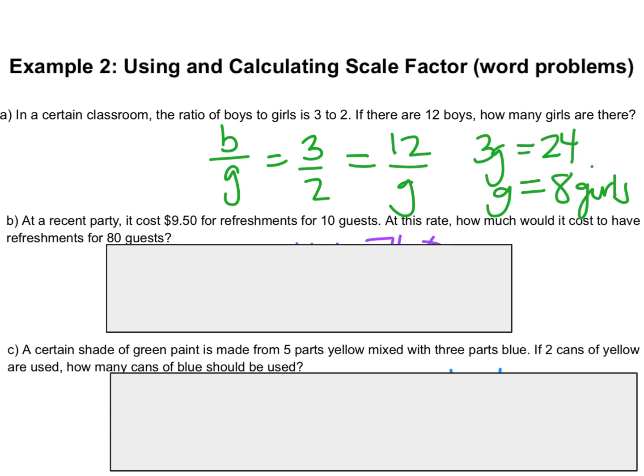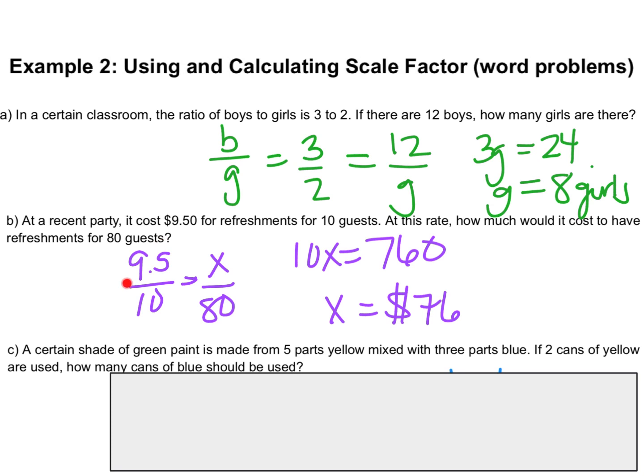So in B, at a recent party, it cost $9.50 for refreshments for 10 guests. At this rate, how much would it cost for refreshments for 80 guests? So there are lots of different ways to answer this question. A lot of times with proportions, some of you may have figured out that there were 8 girls without having to cross multiply. So there will be some flexibility in your work here. I'm just going to use proportions to show you that proportions are helpful.